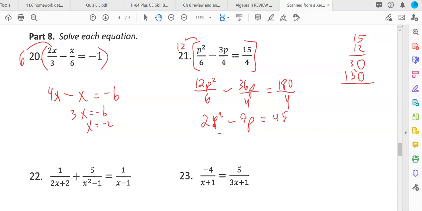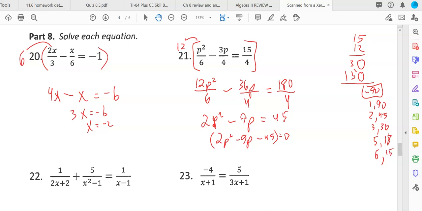So I'm going to make that a quadratic here. So 2p squared minus 9p minus 45 equals 0. And that might factor, I'm not sure. Let's see, factors of -90. So a positive and negative number that add up to be 9. So 1 and 90, 2 and 45, 3 and 30, 4, no, doesn't go into 90. 5 does, 5 and 18, getting closer. 6 and 15, I think. 6 and 9 is, so I think that could work if the 15 is negative.